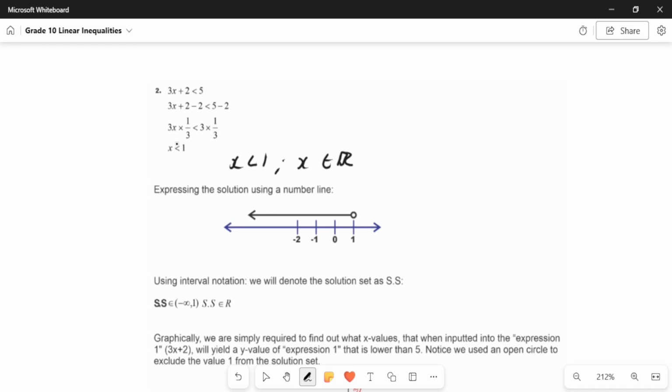From the number line perspective, remember we are not including 1, so therefore it will be an open circle at 1, and then we'll have an arrow pointing towards negative infinity because it means any value less than 1, so any value from negative infinity all the way up. Using interval notation, we will denote the solution set with SS. So SS is an element of open bracket, negative infinity is your lower boundary, which is like the very last number, but we can't include it because we haven't got to that point. Your upper boundary will be 1, and then we cannot include 1 because that's what the solution states. And then we'll say the solution set is an element of real numbers.